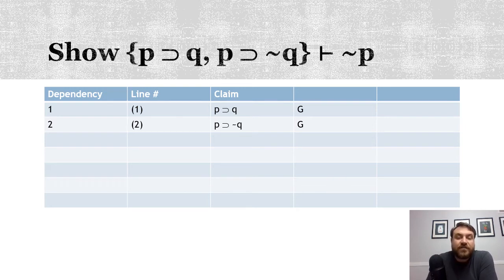We're going to start off by setting up our proof, setting up our line numbers here. That's always the easy part. Dependencies, right? Because they're both givens, our line 1 depends only on itself, and line 2 depends only on itself. Okay, and so everything's all set up.